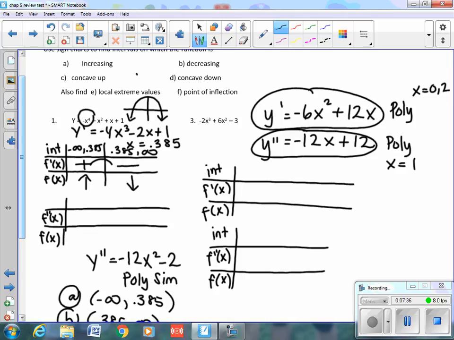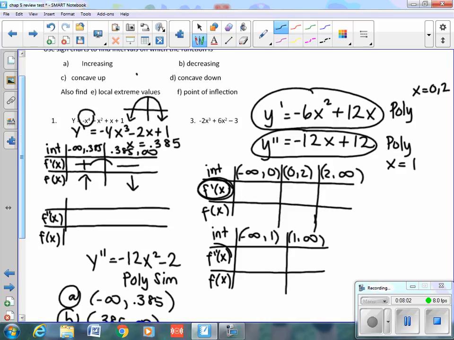So, my first one, I'm going to go from negative infinity to 0, 0 to 2, and 2 to infinity. This one, I'm only going to go from negative infinity to 1 and 1 to infinity. Okay, now what I'm going to do is plug numbers in. Again, when you plug numbers in, you got to plug numbers into the derivative and into the double derivative to find out if it's positive or negative. I'm just going to hurry this up.